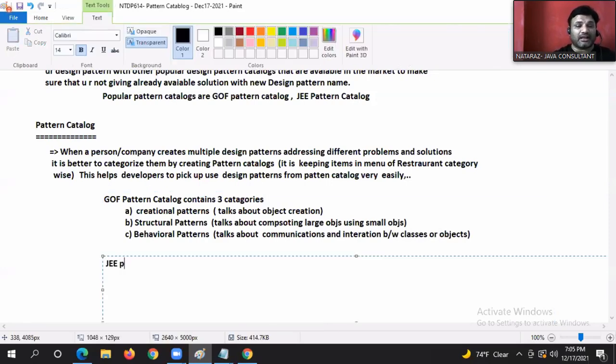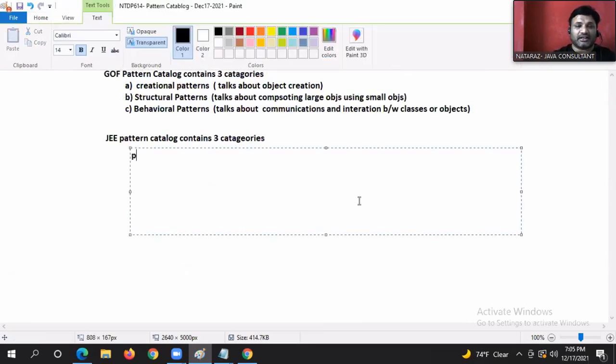The J2EE pattern catalog contains three categories. Presentation tier patterns, I'll talk much about this. I will give the list of those patterns. Don't worry. Business tier patterns.